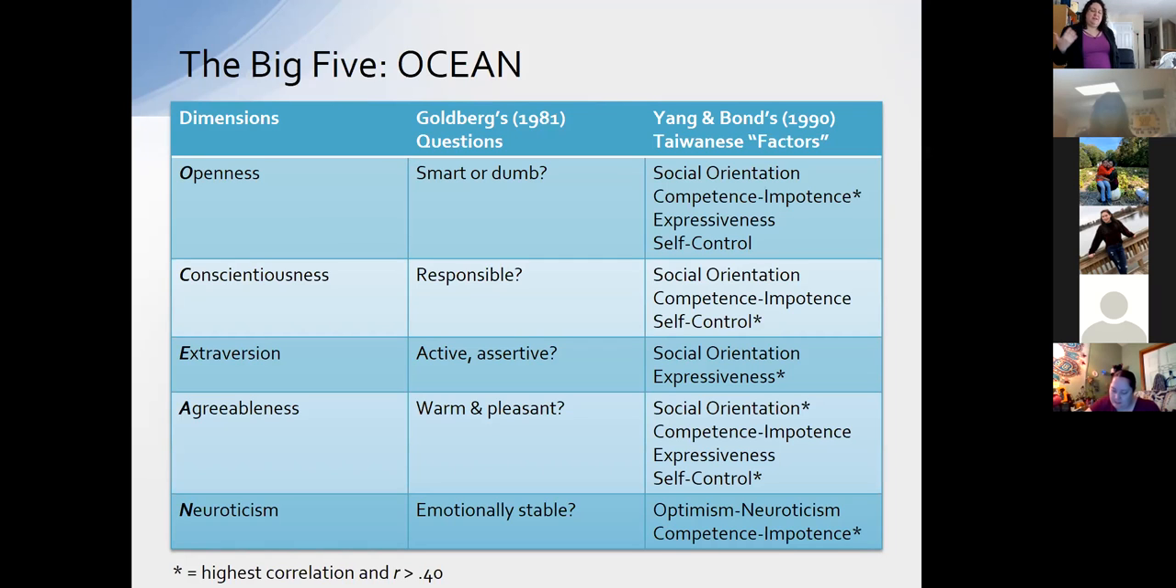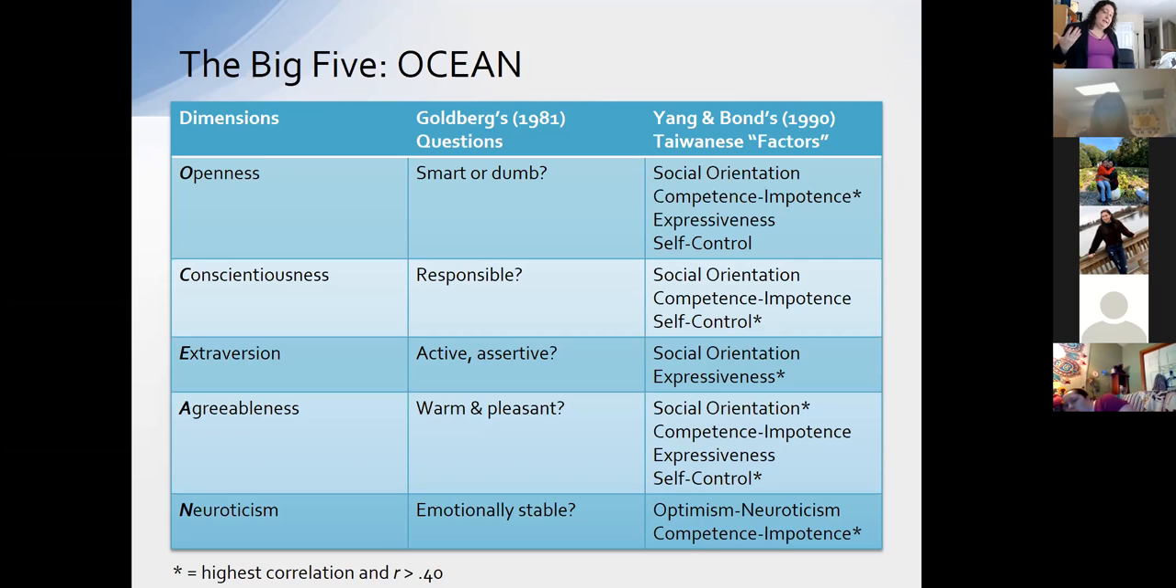And what they found in Yang and Bond's study is that it was related to a whole bunch of things. So the highest was competence, incompetence, which we might think would be most highly related to conscientiousness, right? Social orientation, expressiveness, self-control. So again, we're already seeing that this is way more complex. Conscientiousness, Goldberg's question is, are you responsible, essentially? Social orientation comes into play here. Self-control is the most, and that makes sense.